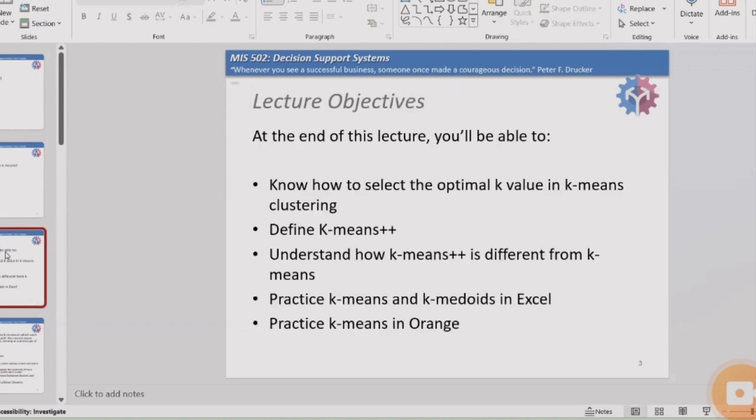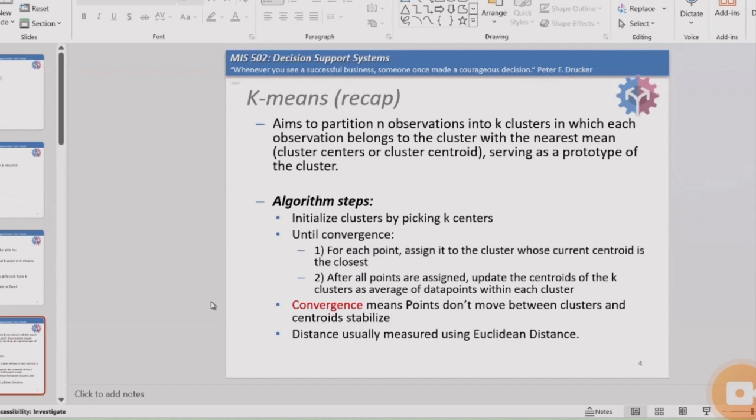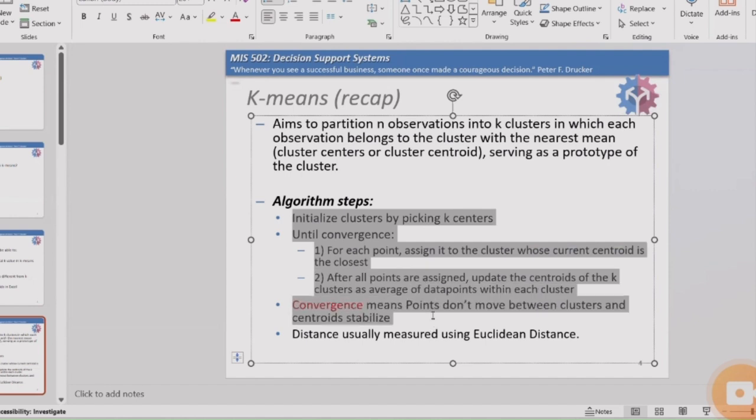Let me start by talking about how to select optimal K, and then we're going to define K-means plus plus, and then the practice problems. You have done Orange, and you can use the same data to do it on Orange as well. I'm going to talk about that later. K-means I don't need to recap. I already showed you the steps: you initialize clusters by picking K centers.